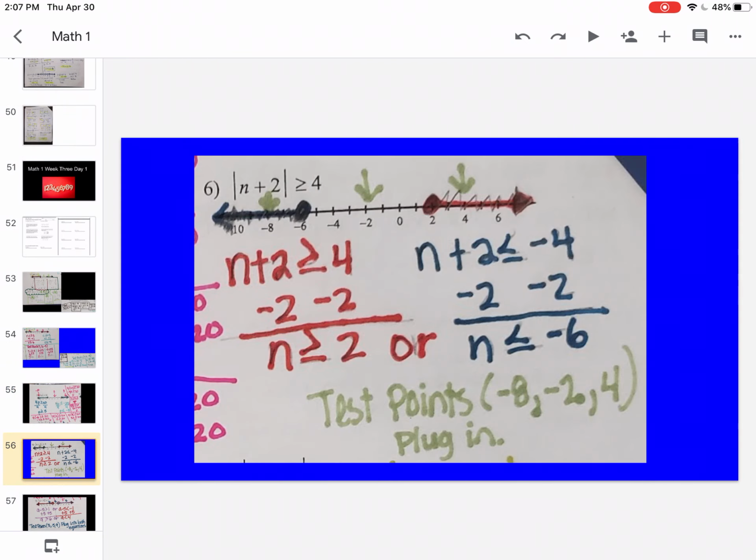For number 6, you have the absolute value of n plus 2 is greater than or equal to 4. So I rewrote the problem. You can see it in red and in blue. And then I solve for n, then put it on the line, and then do your test points. I drew arrows on where test points should be.